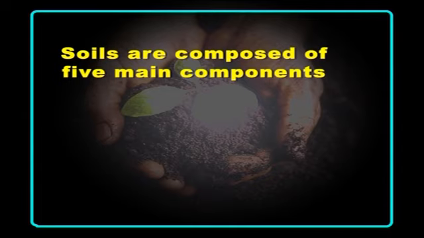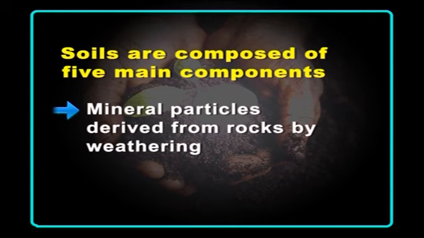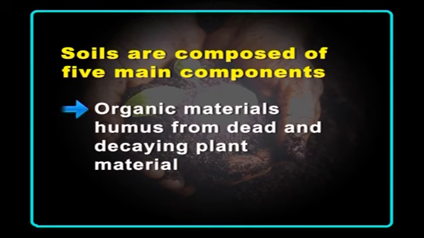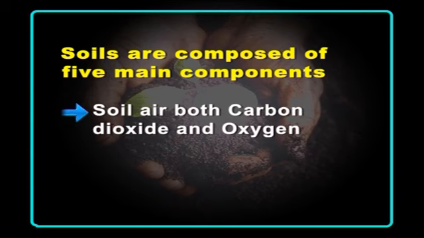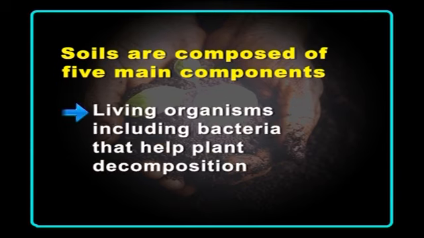Moving on to the fifth aspect, that is fertility of soil. It is the ability of the soil to supply essential plant nutrients and soil water in adequate amounts and proportions for plant growth and reproduction in the absence of toxic substances which may inhibit plant growth. Soils are composed of 5 main components. The first component, mineral particles derived from rocks by weathering. Second component, organic materials, humus from dead and decaying plant material. Third component, soil water, in which nutrient elements are dissolved. The fourth component, soil air, both carbon dioxide and oxygen. The fifth component, living organisms including bacteria that help plant decomposition.